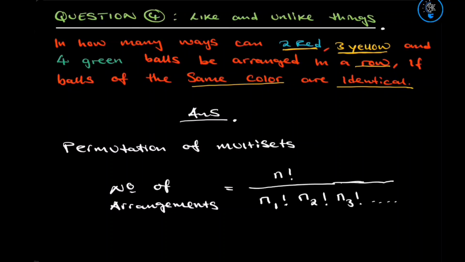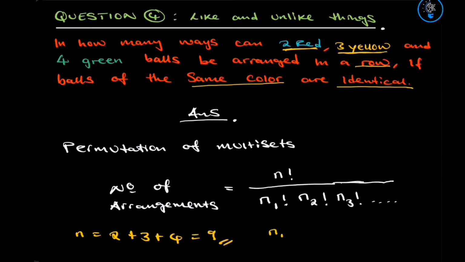So we are told that we have a total number of how many items present. We have 2 there, so we are saying n is equal to 2, we have 3, so you're going to say plus 3, then we have 4. So we have a total number of 2 plus 3, that's 5, and 5 plus 4, that's 9. So you have a total number of 9.